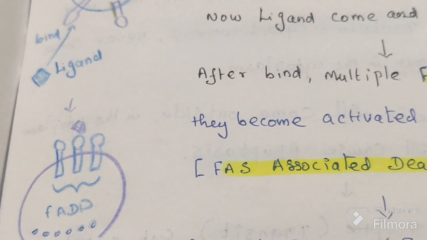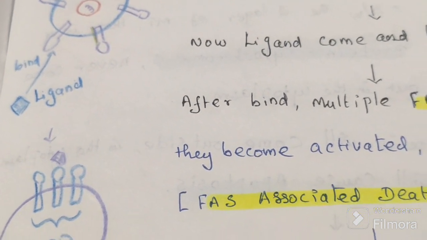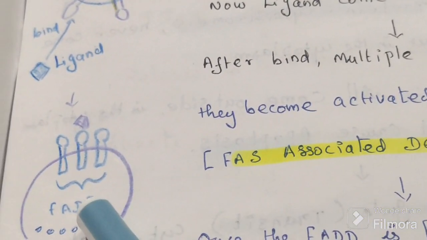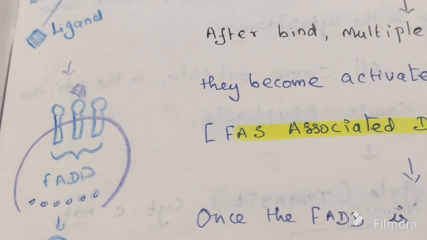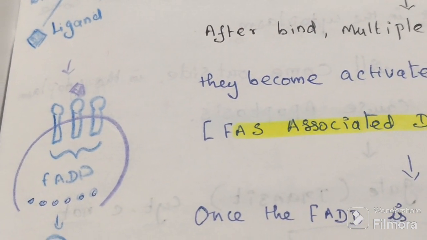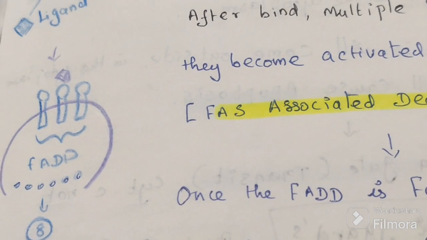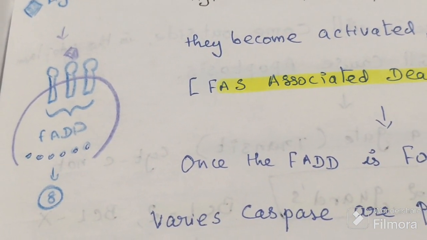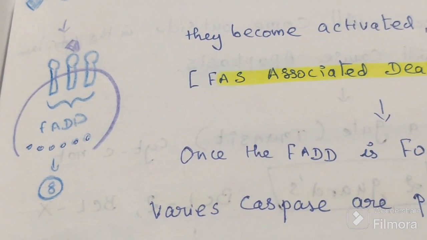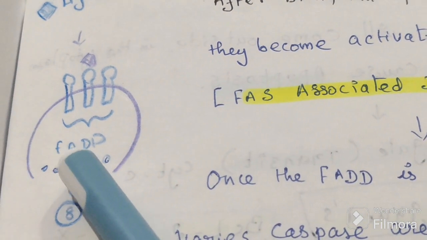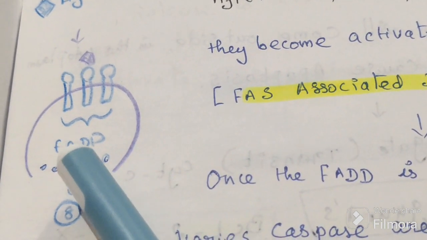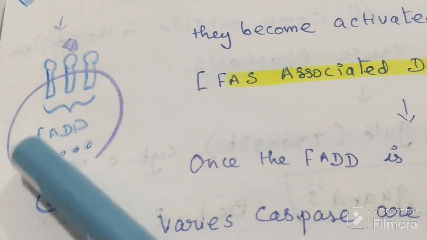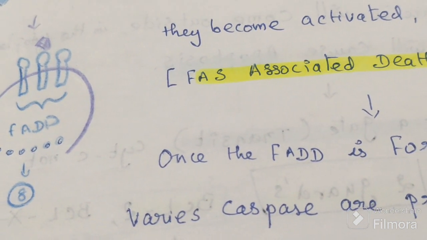Once that ligand comes and binds, multiple FAS receptors come closer. Here there was distance, here they come closer. Once the ligand binds with the FAS receptor, multiple FAS receptors come closer and become activated. They form a domain, known as FADD, FAS-associated death domain. Once that FADD is formed in the cytoplasm of that cell, various caspases are present.